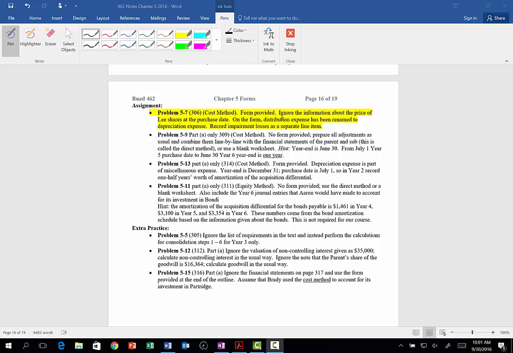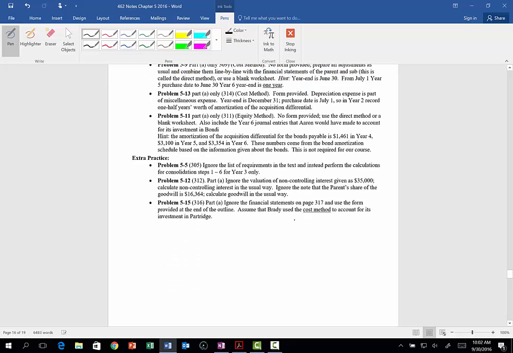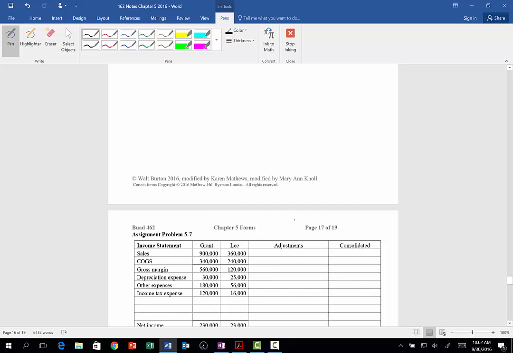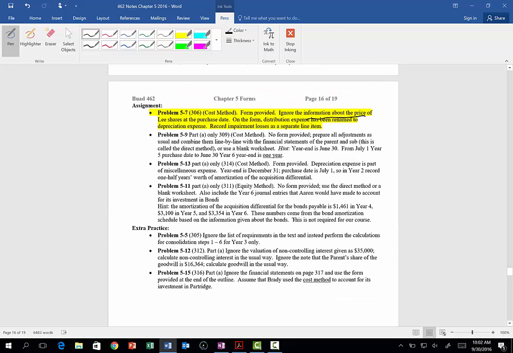First of all, we say ignore the information about the price of Lee's share as at the purchase date, and a worksheet is provided, so make sure you have that worksheet as we go through this problem, or a copy of it. Okay, it is actually down on the following page, page 17 of your notes. Okay, and there's just a note that distribution expense has been renamed to depreciation.